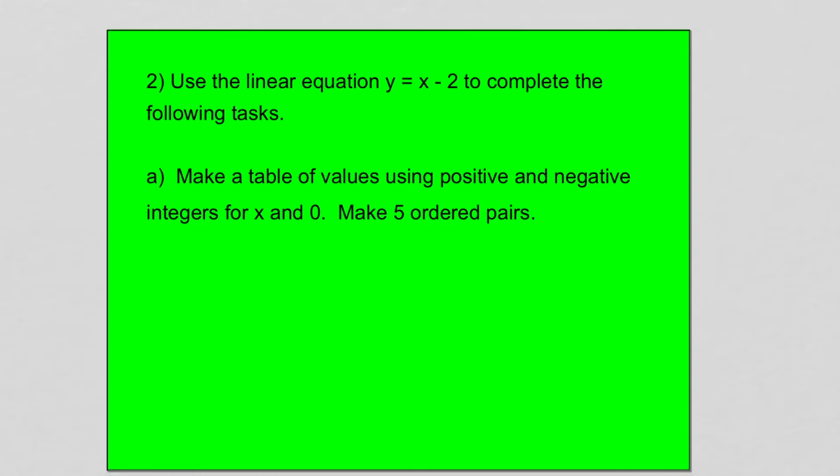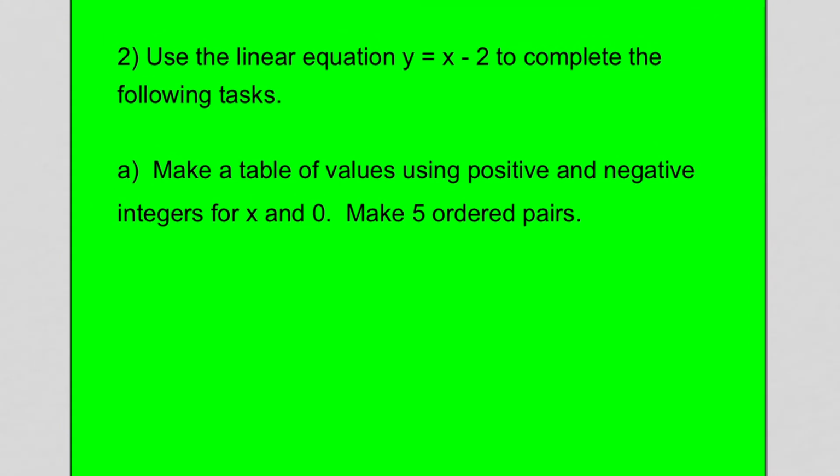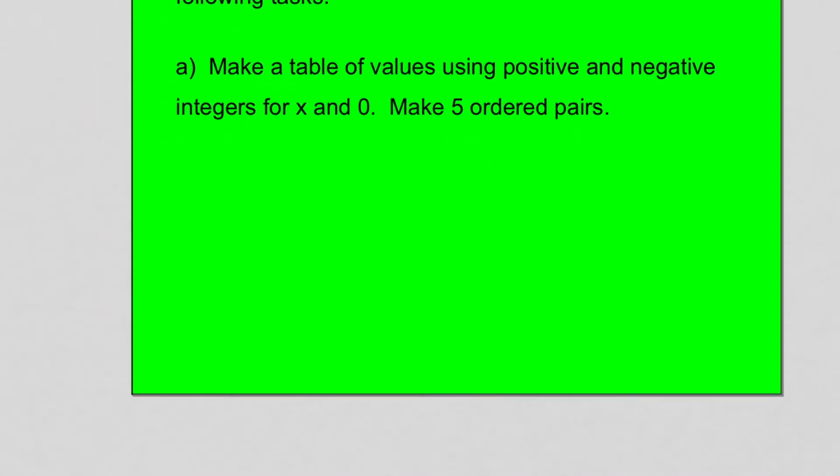The exact same kind of question as the first, just a different math equation. So this time it says use the linear equation y equals x minus 2 to complete the following tasks. Make a table of values using positive and negative integers for x and 0. Make 5 ordered pairs. So just like I did before, I'm going to make a table of values.